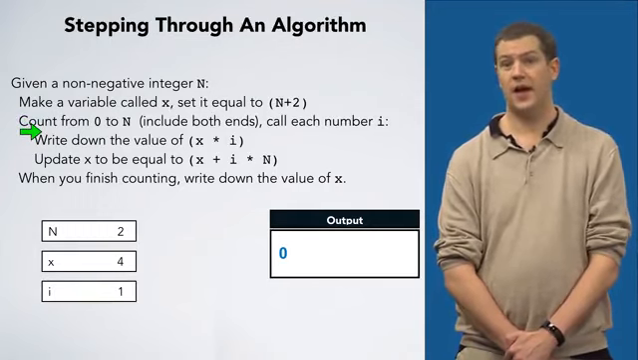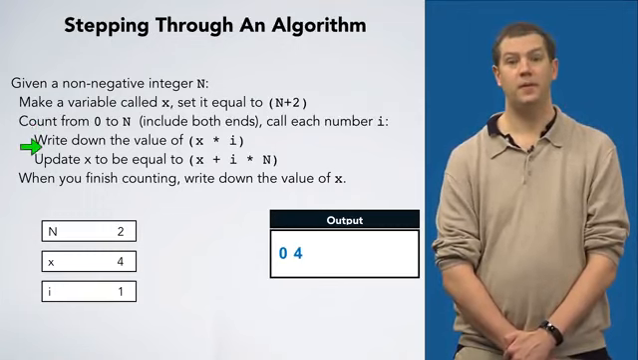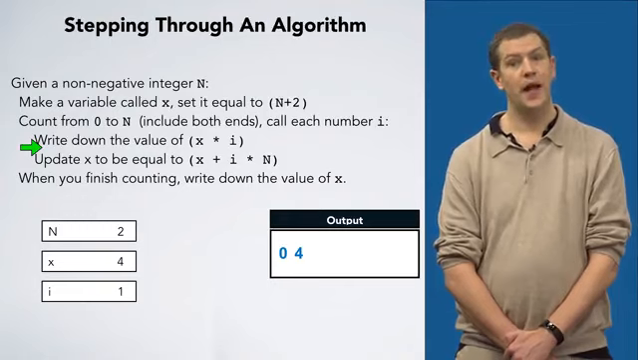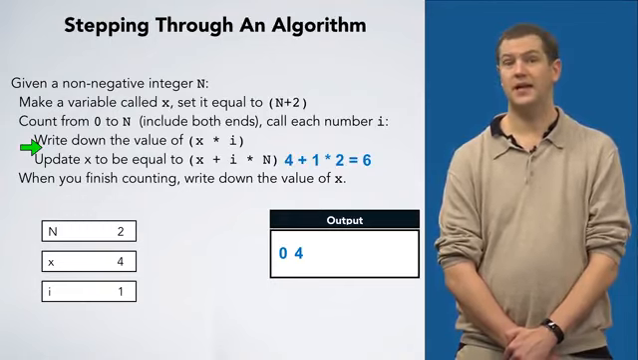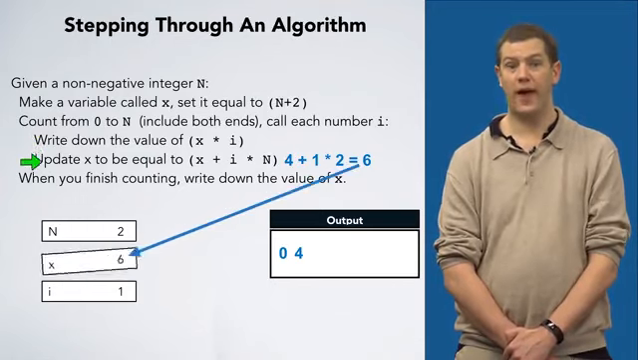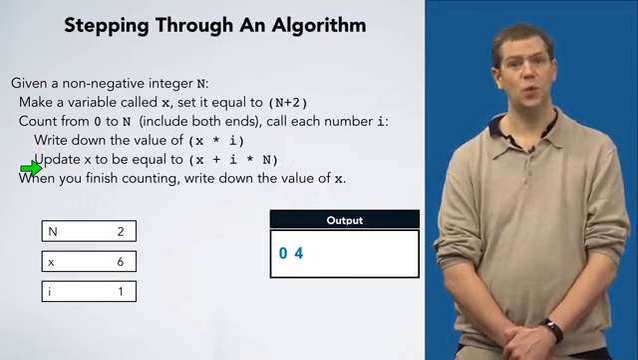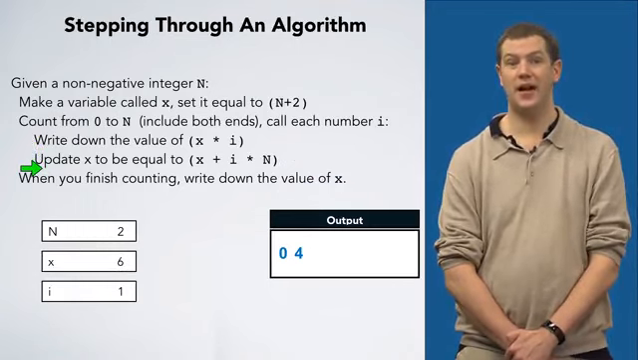Now we begin doing these steps again with i having the value 1. What is x times i now? 4 times 1 is 4, so we write down the number 4 in our output. Next, we're going to update x again. This time, x plus i times n evaluates to 6, so we're going to change the value of x from 4 to 6. We've again reached the end of our repeated steps, so we need to count our next number.